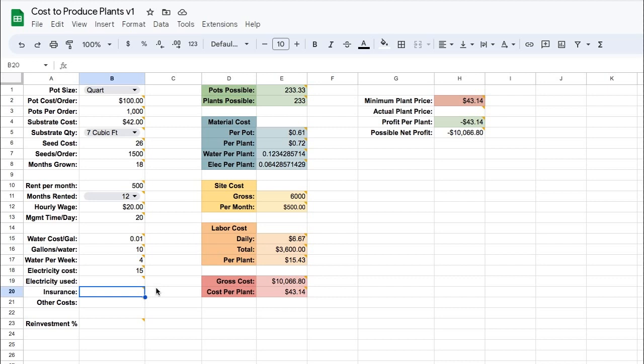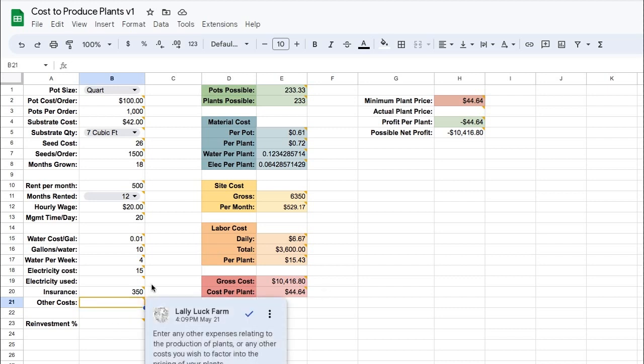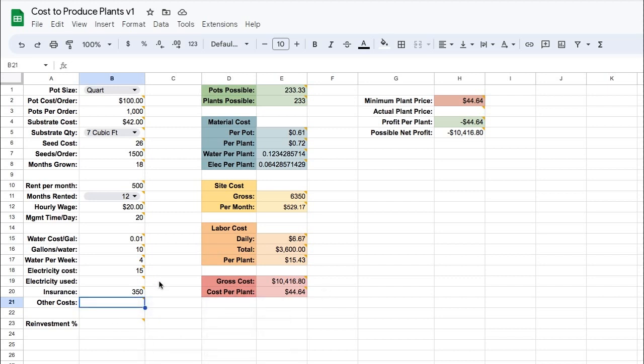Okay, so if my insurance policy was $350 for the year, it is going to necessarily affect the amount of money that I will have to recoup with the plants and what I can think of as my cost drivers. If you have additional costs such as marketing or anything else that you are looking to cover with your sale of plants, this field is the one to do it in.